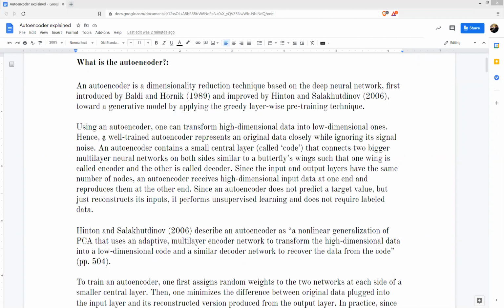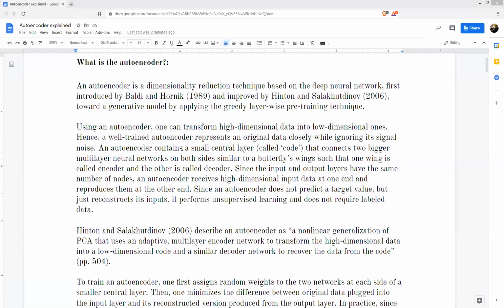Hence, a well-trained autoencoder represents the original data closely while ignoring its signal noise. So an autoencoder basically reproduces the original data. A good autoencoder reproduces the original data without its noise.